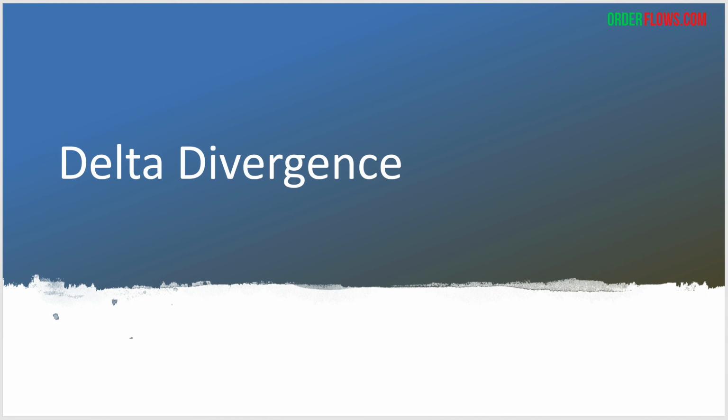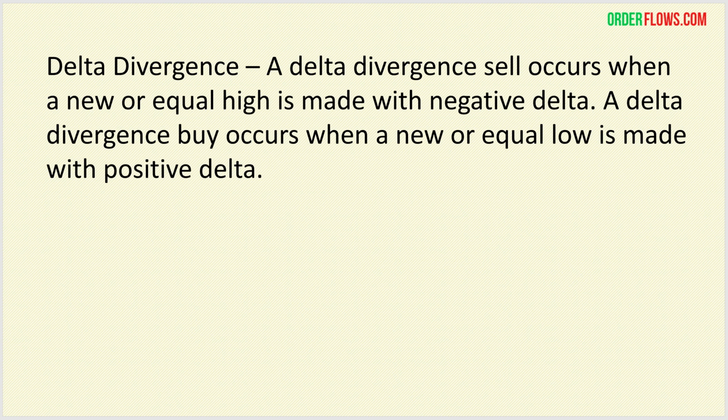So delta divergence, this is the second one I want to talk about. A lot of order flow software has a delta divergence component built into it. In the purest sense, a delta divergence sell occurs when a new or equal high is made with negative delta. Because when you make a new high, you expect to have positive delta. So when you're making a new high and you have negative delta, that's your divergence. A delta divergence buy occurs when there's a new or equal low with positive delta. Because you're at a low, you should be looking at negative delta. Why are you at the low? Because they're selling. But if you have positive delta at a new or equal low, that's a sign of a divergence.